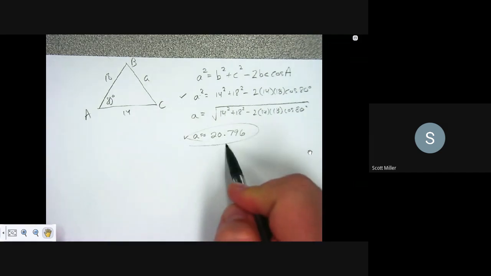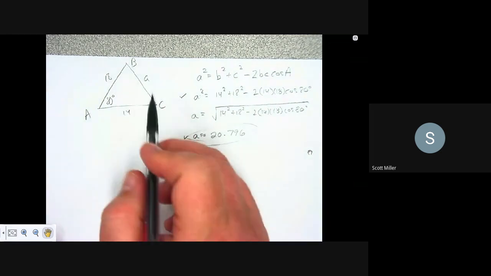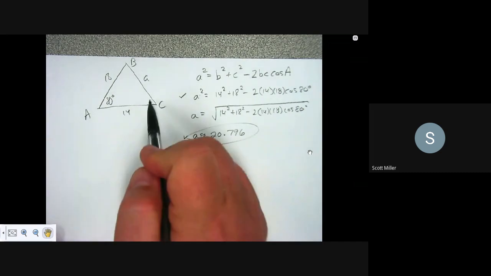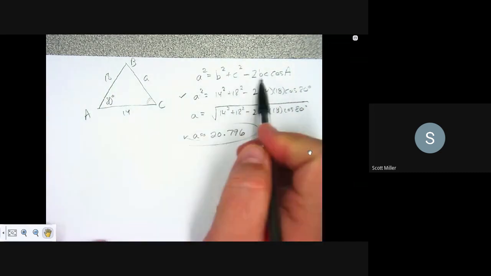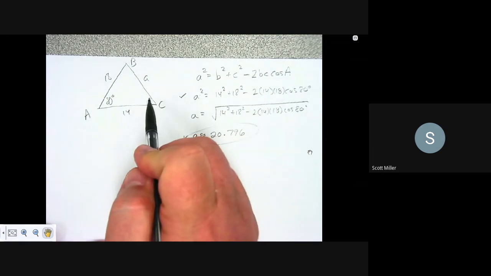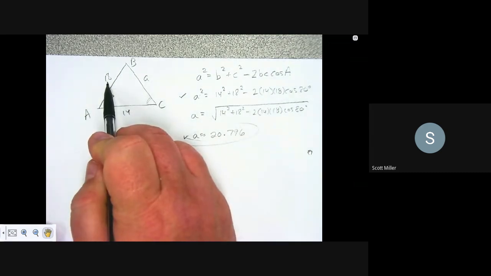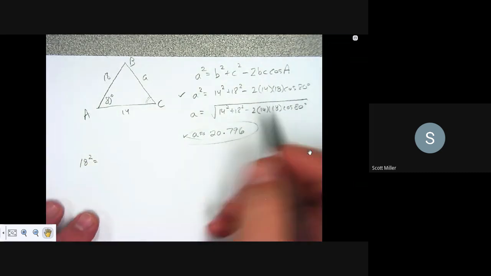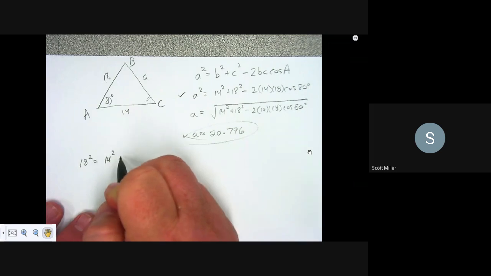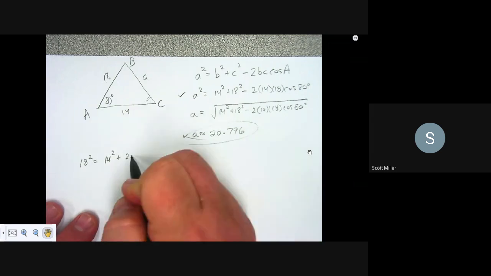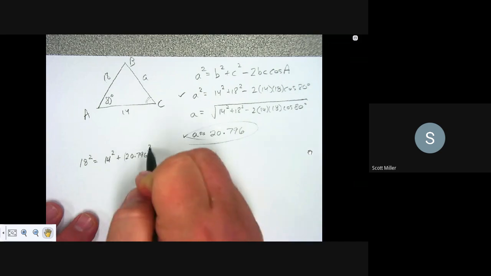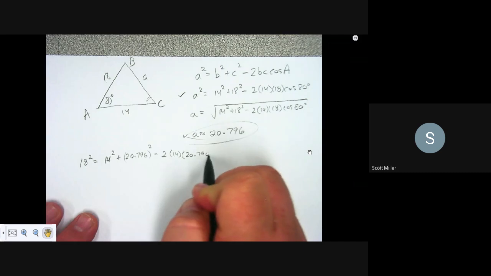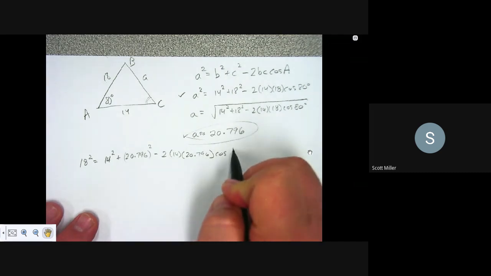All right, so with that being said, we need to find either angle B or angle C. So let's go find angle C. So if I want to find angle C, I have this rule right here. Then I can go over here and I need to use this number right here, 18. So this will be 18 squared equals, and then the other sides. There's B squared. Here's the A squared. And then minus 2 times that, times the cosine of angle C.